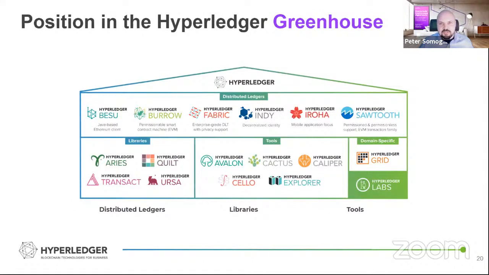And then the position in the Hyperledger greenhouse, the greenhouse being the collection of projects that make up Hyperledger. So that's where Cactus is. It is under tools, but you could also make an argument that it's a library, in the sense that if you're an application developer whose scope on a business application is just to implement a specific feature connecting to a specific ledger or set of ledgers, then it will feel much more like just a library, quote unquote.